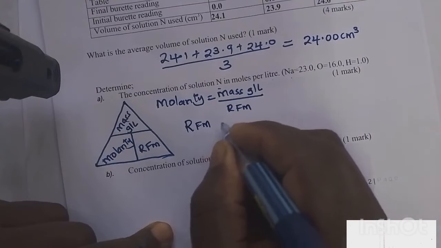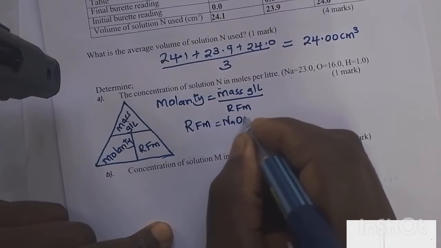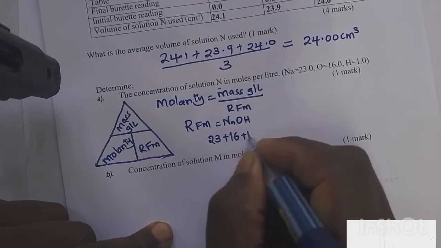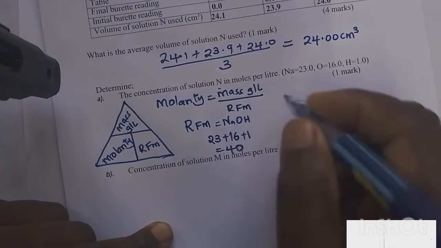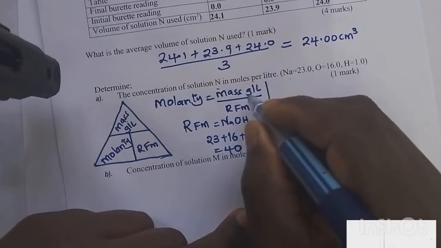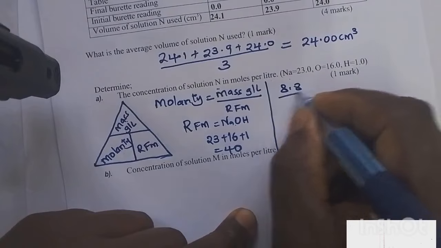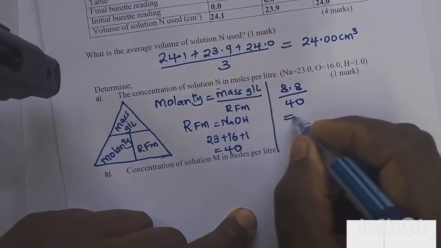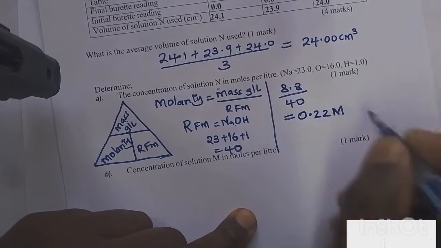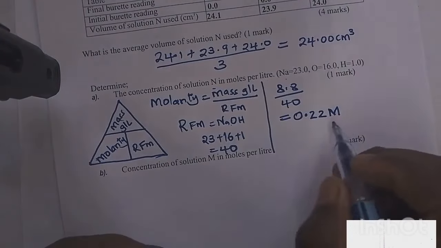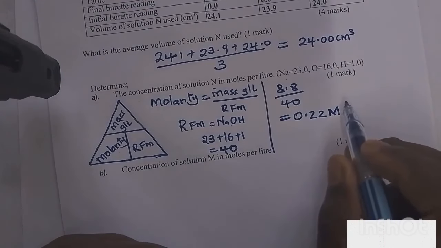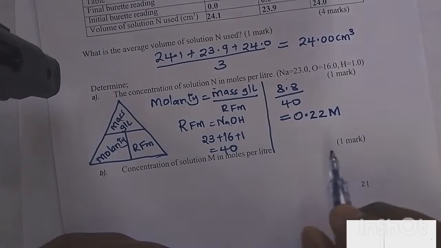Now let's get the RFM of sodium hydroxide. RFM of NaOH will be equal to 23 plus 16 plus 1, and that one is 40. Now we will have 8.8 over 40, and this will give us 0.22. Capital M stands for molarity. Also, you can write it as moles per liter or per dm cube, whichever. That is the number of moles in a liter.